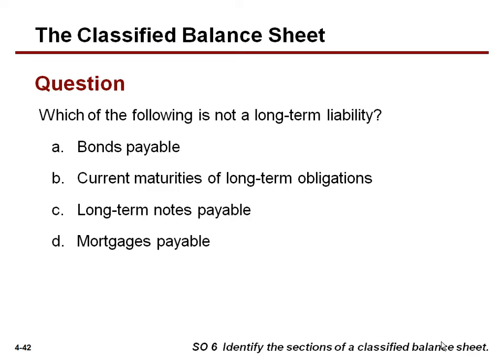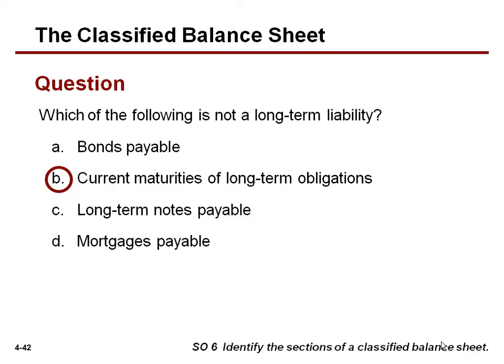Review question. Which of the following is not a long-term liability? Bonds payable, current maturities of long-term obligations, long-term notes payable, or mortgages payable. The current maturities of long-term obligations are not a long-term liability. They'd be classified as a current liability. All the other three items would be classified as a long-term liability on a classified balance sheet.